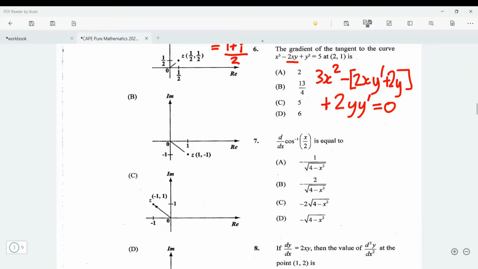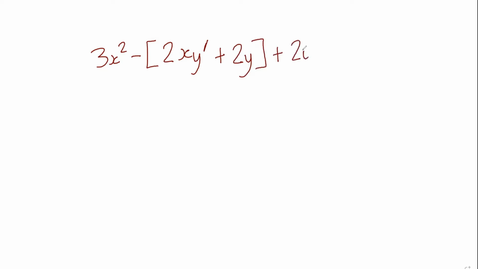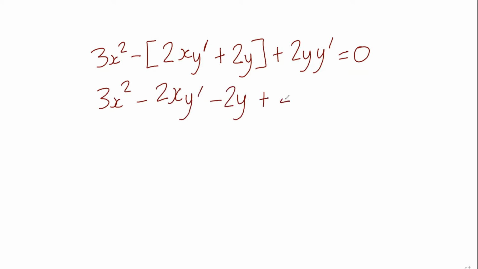Now I'm just going to take us to the white screen because we're going to have a little bit more space there. So we had 3x squared minus, in bracket, I think it was 2xy prime plus 2y times y prime, equal to 0. And so this is the equation we have. Simplifying, it's going to be 3x squared minus 2xy prime minus 2y plus 2y times y prime equal to 0.